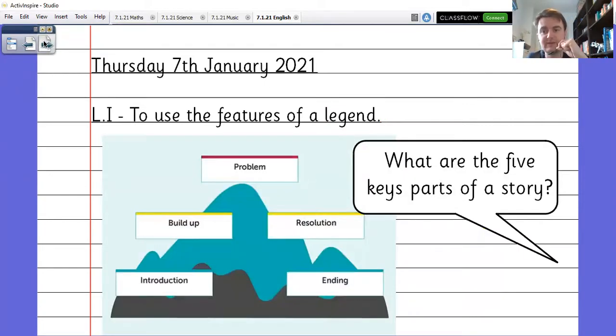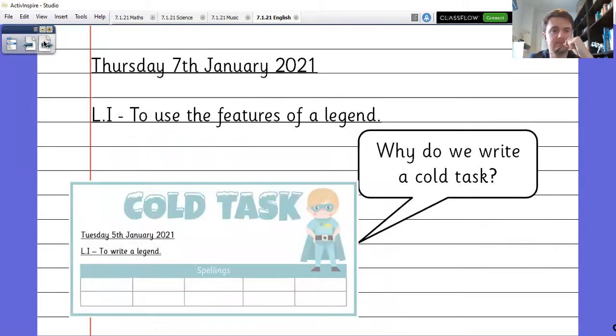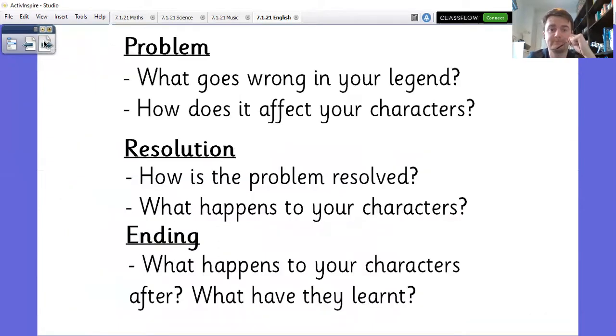And we talked about the 5 key parts of a story yesterday. We should have written our introduction, where we introduce our characters, our setting, our time, and the build up, where we build up to that problem. So today we're going to finish that story off with the problem, the resolution, and the ending. And at the end, I've got a briefing about what each one needs to cover. We talked yesterday as well about why we write a cold task. It might seem strange with limited input, but it's so that the input that I give afterwards can be really targeted to what people need. So today we're going to write the problem, the resolution, and the ending.